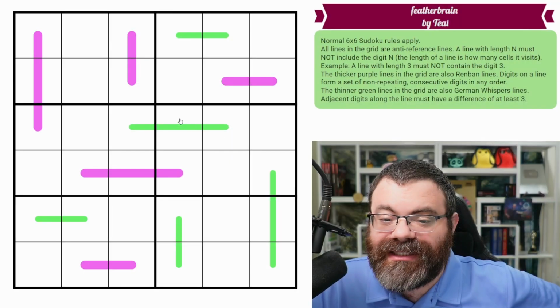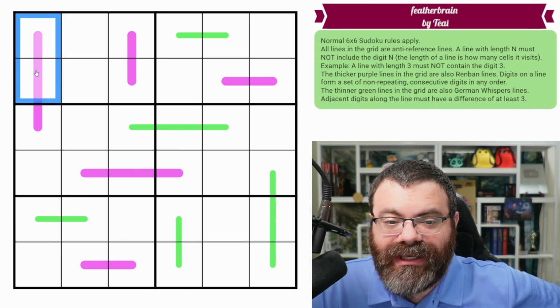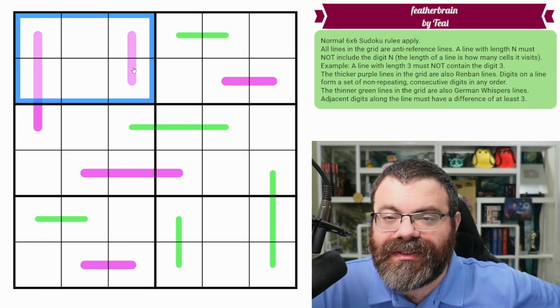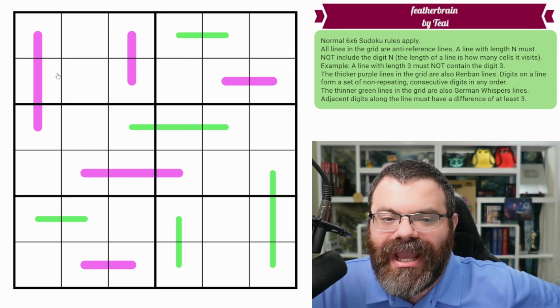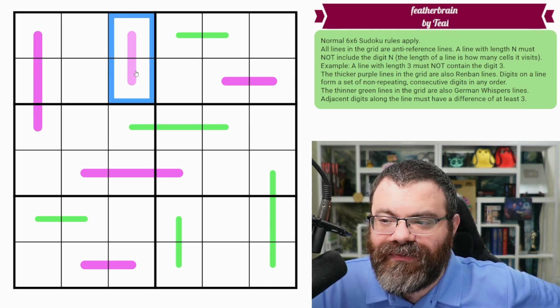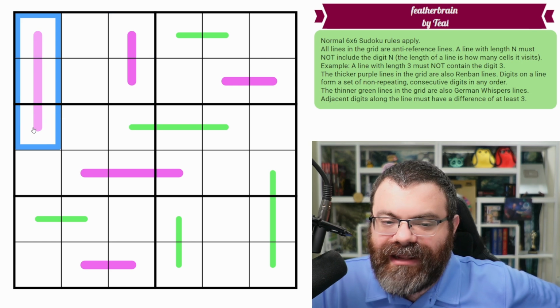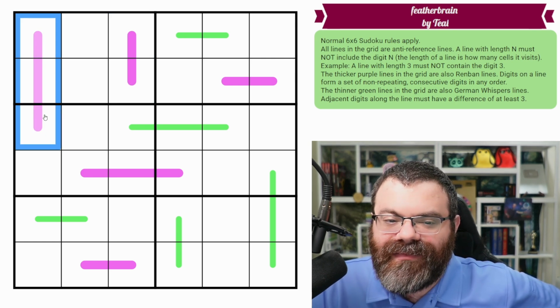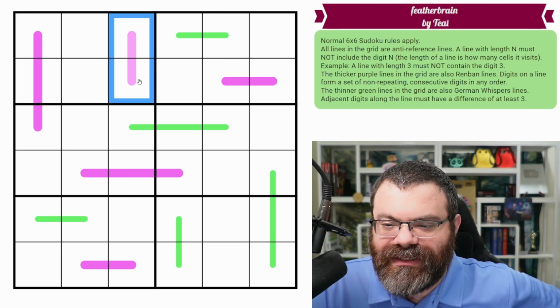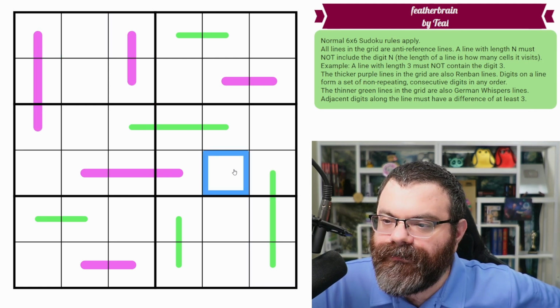So we have normal 6x6 Sudoku rules, meaning in every row, every column, and every 2x3 box, we are placing the digits 1 to 6 exactly once each. Every line in this grid is an anti-reference line. So a line of length n, this is a line of length 3, for example, must not include the digit n. So we can't put a 3 on this line, can't put a 2 on this line, can't put a 3 on this line, etc.